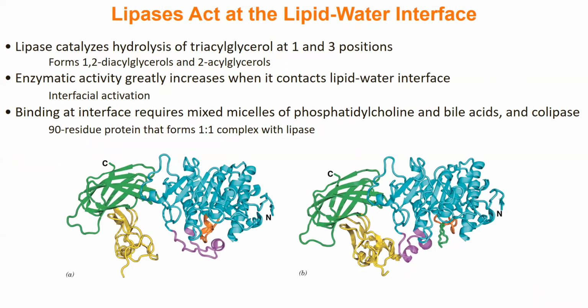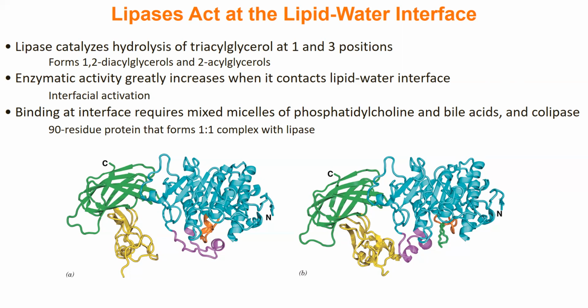So how do we actually break down these lipids at the lipid-water interface? It's by an enzyme called lipase. Lipase, again, if it ends in -ase, is an enzyme, lipid, so it's a lipid enzyme, right? And you're going to hydrolyze your fatty acid tails at positions 1 and 3. And you just created 1,2-diacylglycerol and 2-acylglycerol. So you're going to cut them at positions 1 and 3. Again, this only works really at the lipid-water interface.